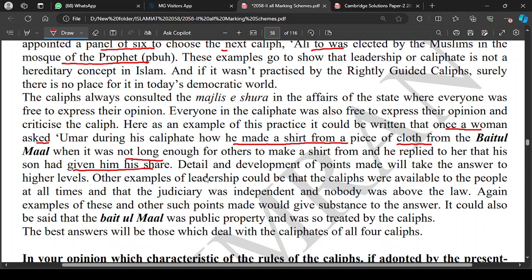So they held themselves accountable before their people. These leaders considered themselves accountable before their people. Everyone in the caliphate was also free to express their opinion and criticize the caliph. They used to take rounds in the streets of Medina to know the condition of their people. These caliphs used to consult and solve matters after taking advice from their shura, the advisory council. ठीक है, मशवरा करने के बाद.